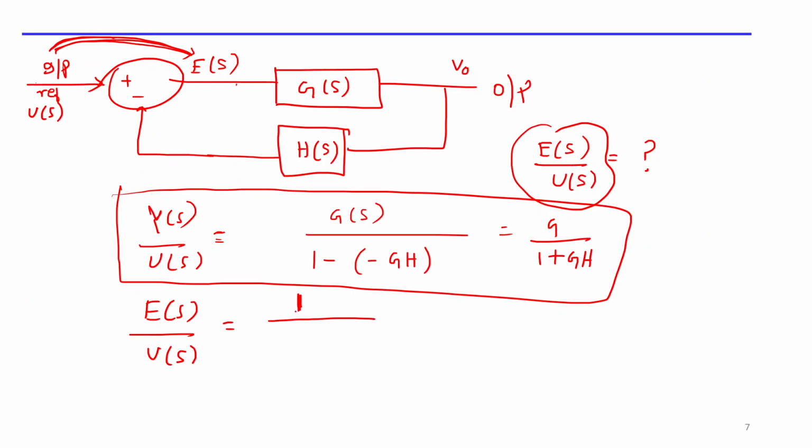Then I again apply Mason's formula. What is the delta? Delta is the same. Delta will never change for anything. So I directly write delta as 1 plus GH. Is this loop touching the forward path from input to output? Yes, this loop touches the forward path at this summing point. That's why delta 1 is 1. So this is your E of S by U of S, 1 divided by 1 plus GH.